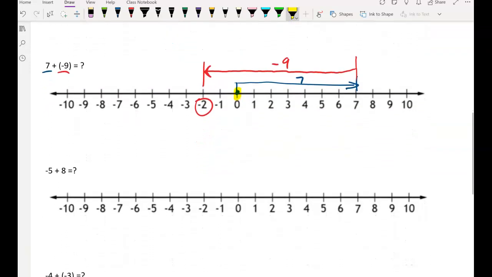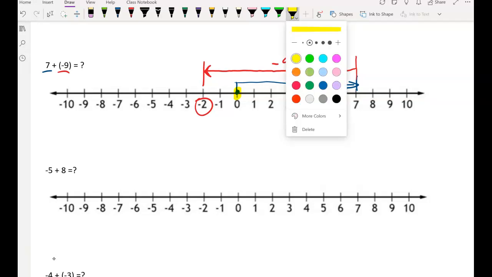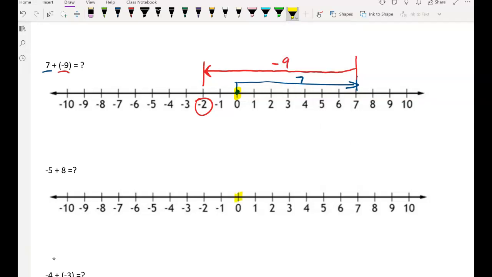So, in the next one, it is -5 plus 8. Make sure you're copying down all these number lines and doing the work. Remember, we always start at 0. So, my first number is -5. So I'm going to use my red, and I'm going to go from 0 to -5. There we go, -5.